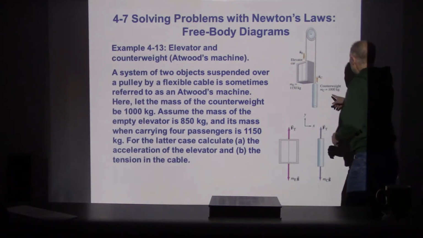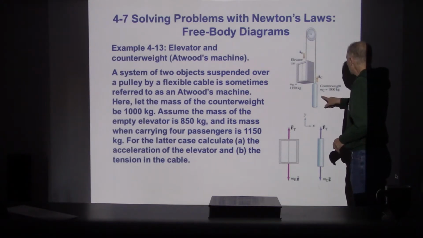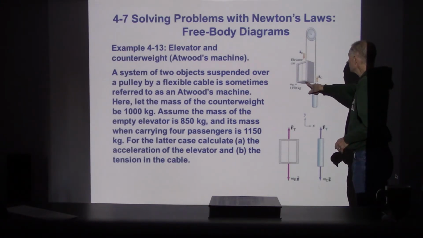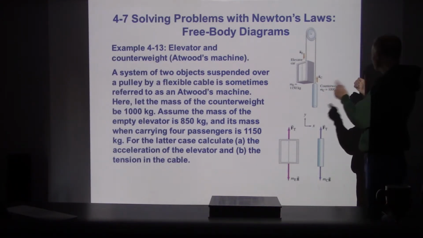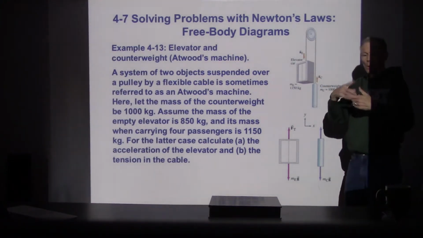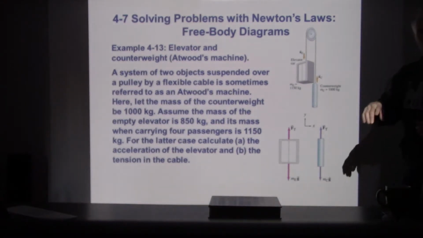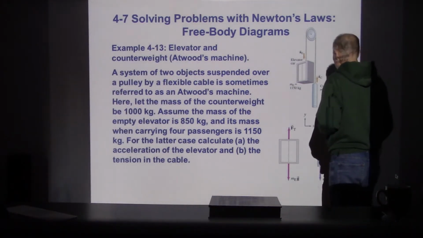So in this case, we've got an elevator. Here's a big pulley, and we've got an elevator that is 1,150 kilograms. We have a counterweight that's 1,000 kilograms. Now that doesn't quite match, so we are going to need some kind of a motor, something to pull the elevator up. The counterweight doesn't quite do it by itself.